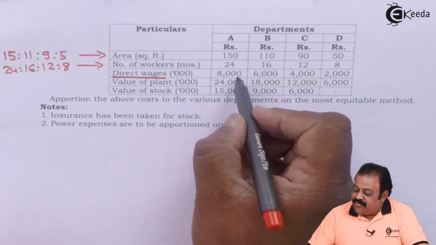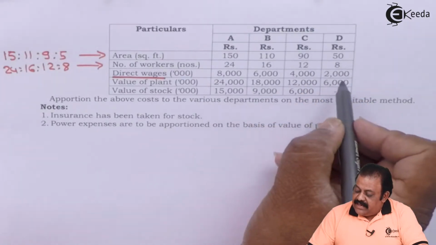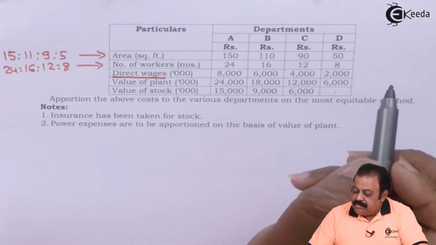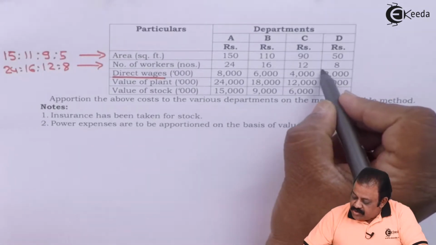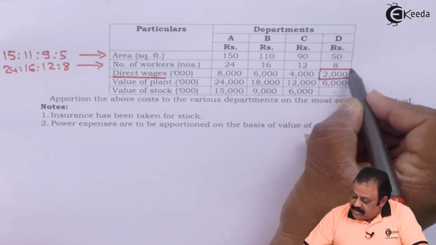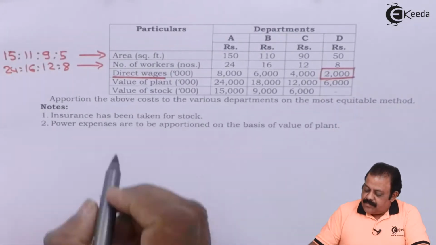Direct wages paid for A department 8,000, B 6,000, C 4,000 and D 2,000. Here department D is a service department, so this amount, even though it's direct wages paid, will be considered as overheads.